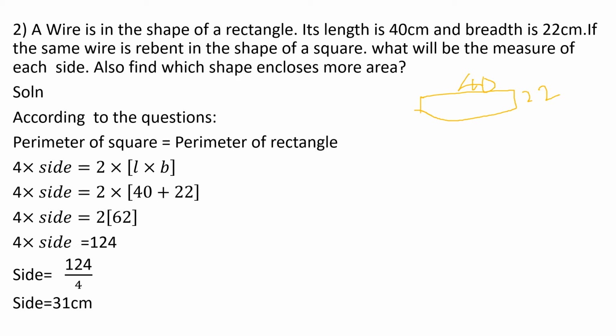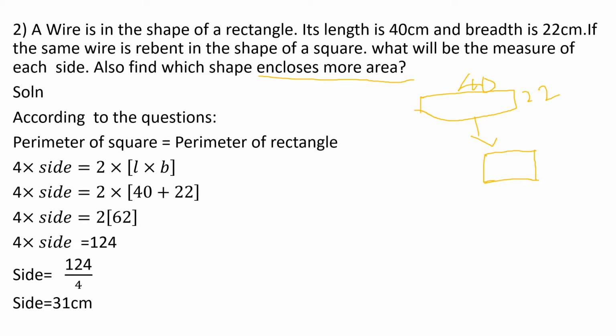If the same wire is rebent in the shape of a square, so the same wire they have changed and rebent to the shape of square. Okay, they made a square. What will be the measure of each side? Also find which shape encloses more area.